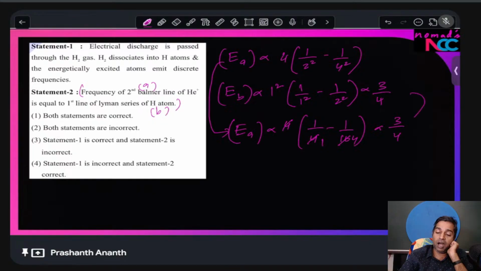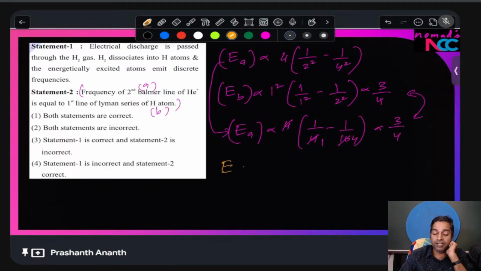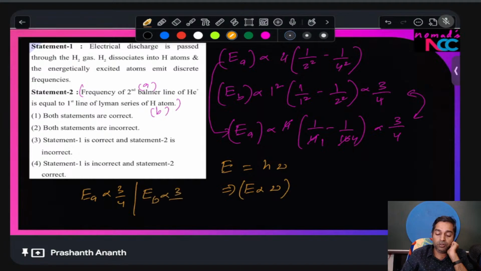So both of these are the same. Frequencies of both of these lines are going to be the same. Why are they the same? Because energy is proportional to frequency. Energy is equal to h into nu, which implies energy is directly proportional to frequency. So energy of A is proportional to 3 by 4, and energy of B is also proportional to 3 by 4.